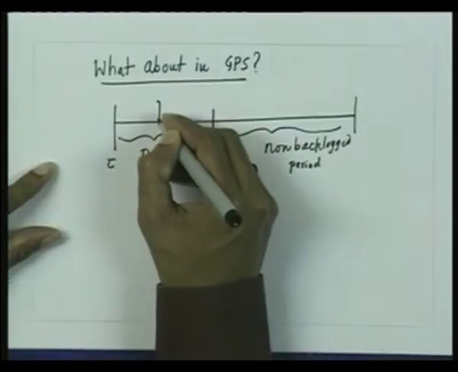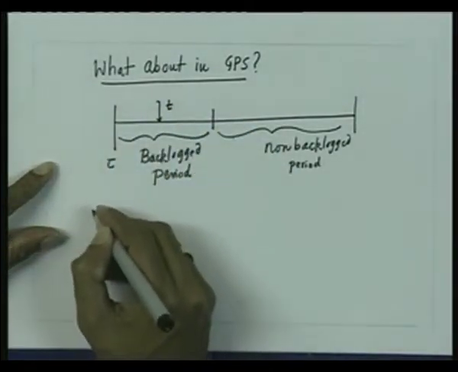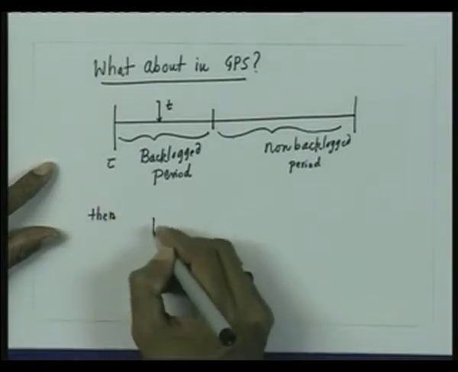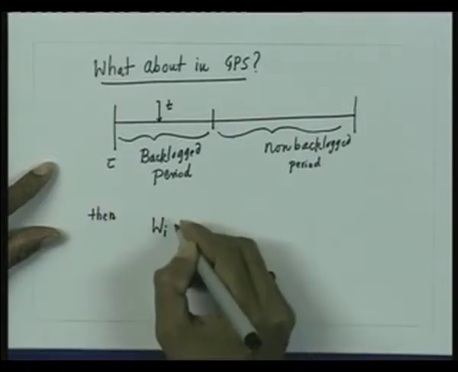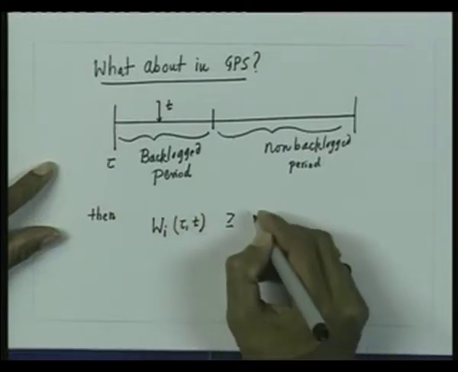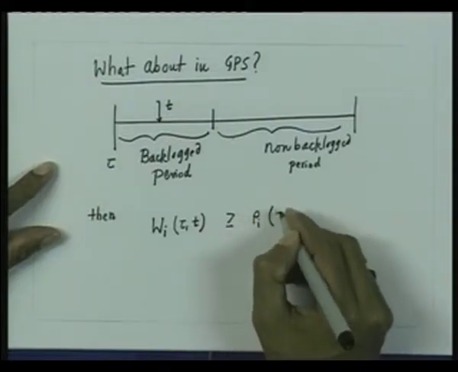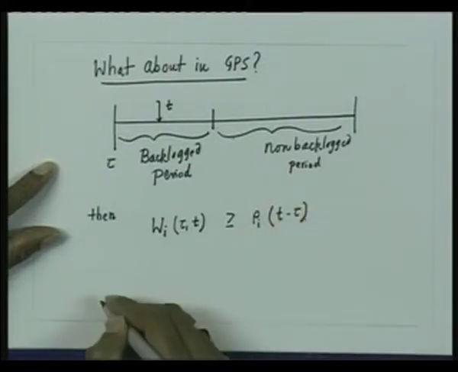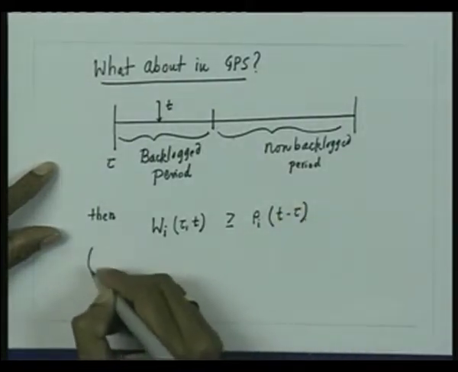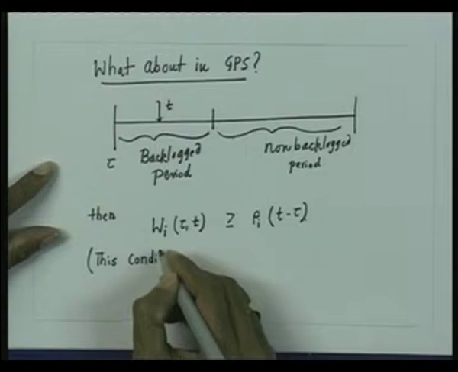Okay, so now the question is, let us say that t is in any time period during this backlog period in the GPS server. Then it is clear that the service received by the session i during the period tau to t is always greater than or equal to rho i times (t minus tau), where rho i is the rate allocated to the session i. This condition is always satisfied during the backlog period.